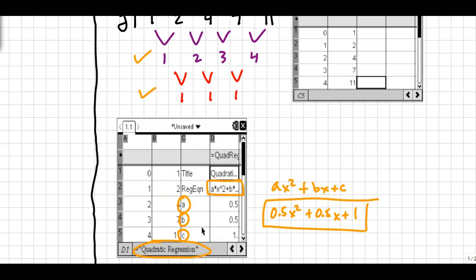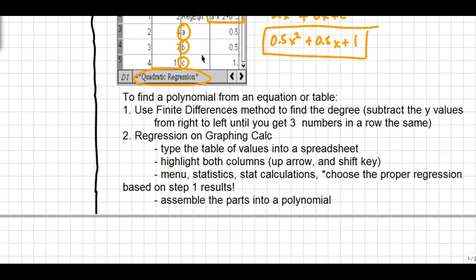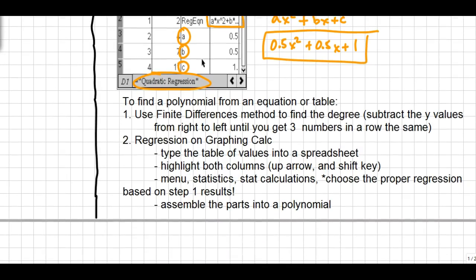So that's your only example you're going to get for this method. Here's some information on the steps involved. To find a polynomial from an equation or a table, you're going to use the finite differences method to find the degree first. A quick reminder here, subtract the y values from right to left until you get 3 numbers in a row that are the same.